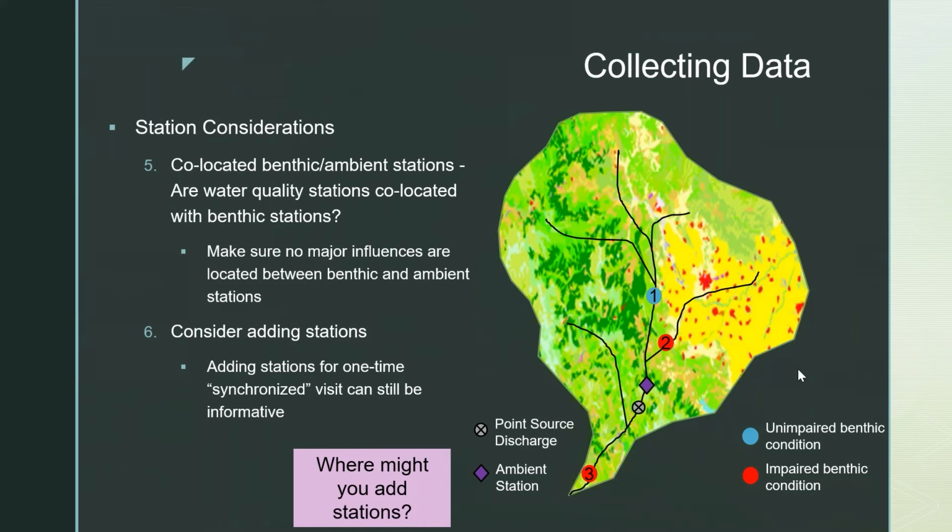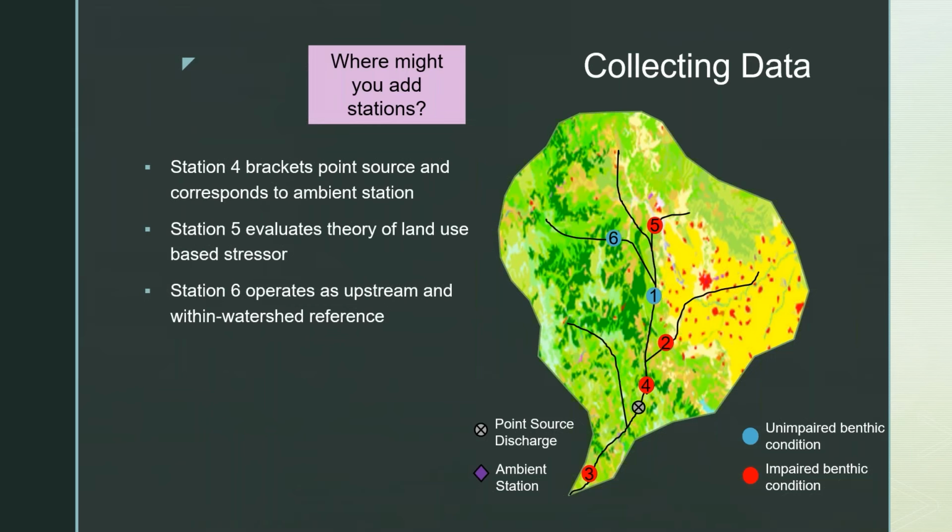So in this particular watershed, where might we want to add stations? Here are a few potential recommendations. If we added a benthic station here at 4, it would give us a couple of benefits. It would allow us to bracket this point source so that we know conditions above and below it. That may give us some information as to how much this point source is influencing this downstream station. Also, a station co-located with the ambient station will allow us to better compare our water quality data. Maybe a station up here called 5 might allow us to investigate our theory of a land use-based stressor.